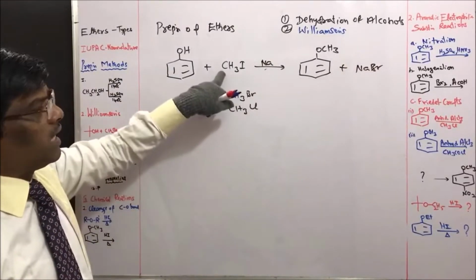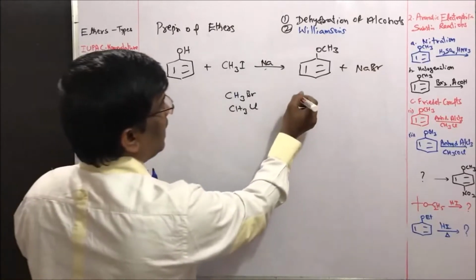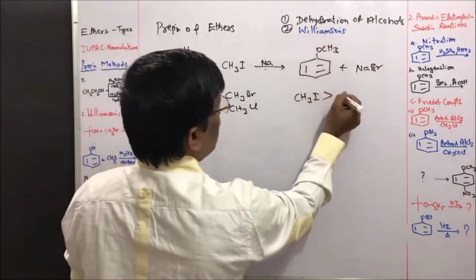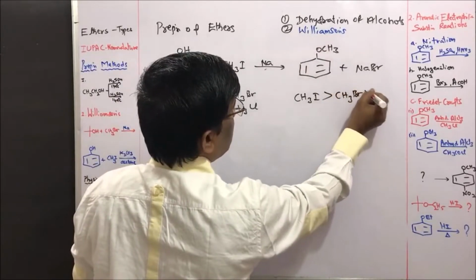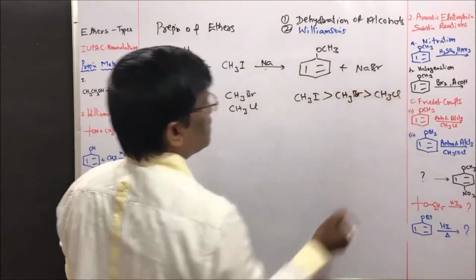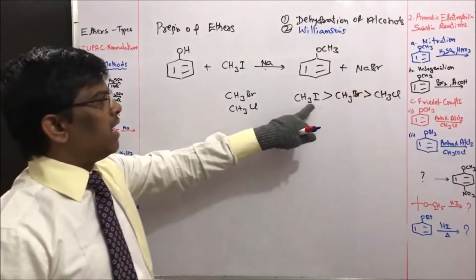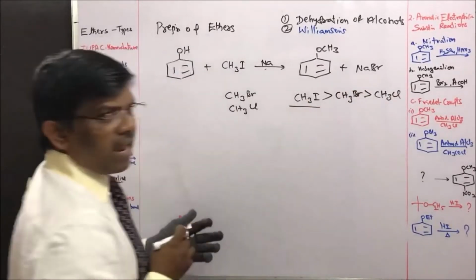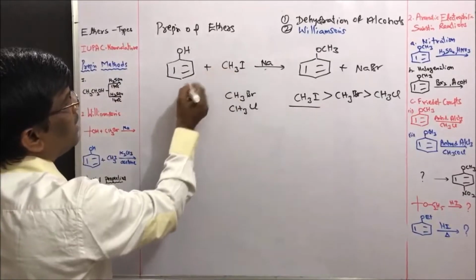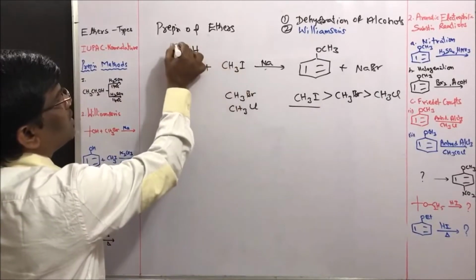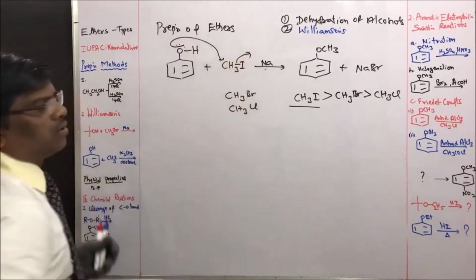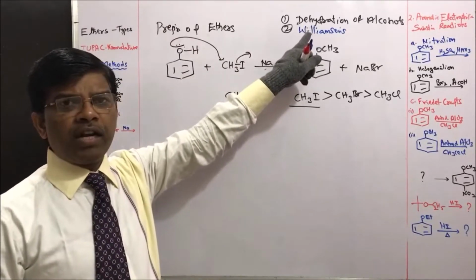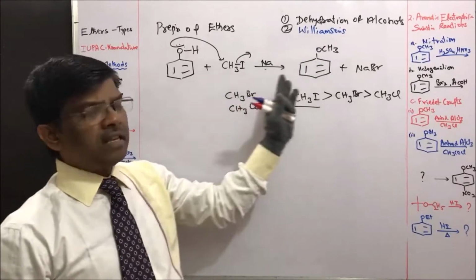So however, the reactivity order is like this. Methyl iodide is going to react very fast, then methyl bromide, then methyl chloride. Moreover, methyl iodide comes as a liquid at room temperature, so usually we use methyl iodide. What is the mechanism here? It is going to form this here and it goes out. So this is how Williamson synthesis is a very versatile and important method for the preparation of these ethers.